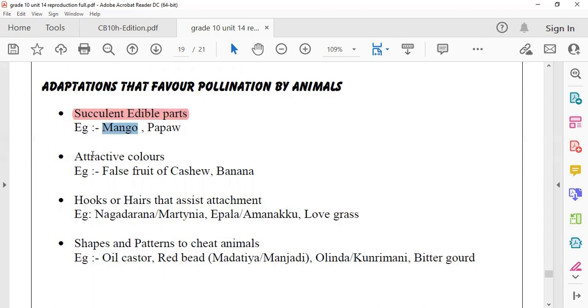Second, attractive colors. If beautiful colors are in the fruits, red color, yellow color, bright yellow color, orange color, hot colors, they are well attracting the animals, mainly birds and bats, and that will help them to travel. Now, the animal who comes to eat the whole fruit of cashew will carry the cashew.